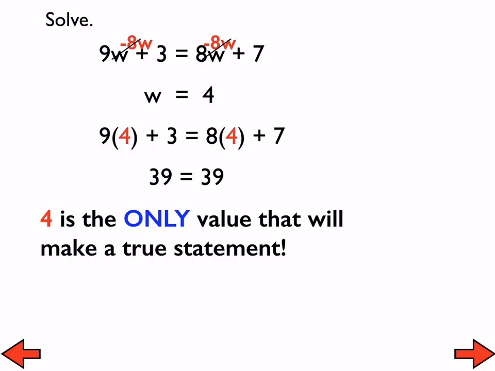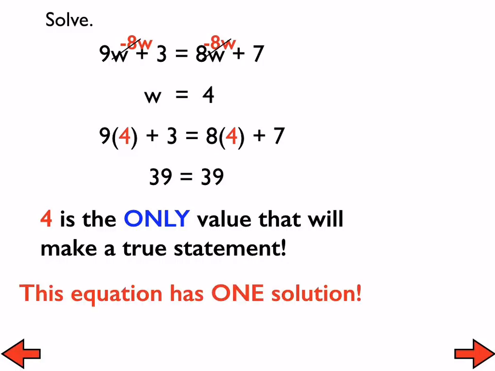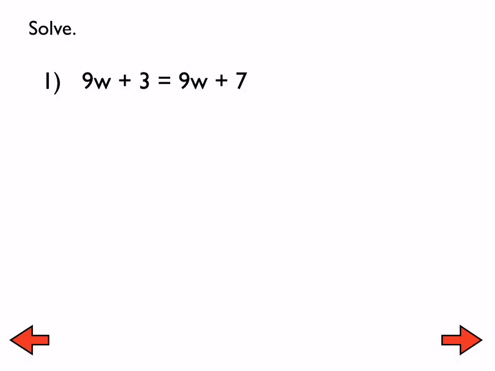We've been doing this all year, right? Checking your answer. If it's correct, that means that 4 is the only number you can plug into this original problem to make a true statement. There is one solution. That's what we've been doing. And then now I'm going to introduce that there is not always just one solution. So on to number 1.